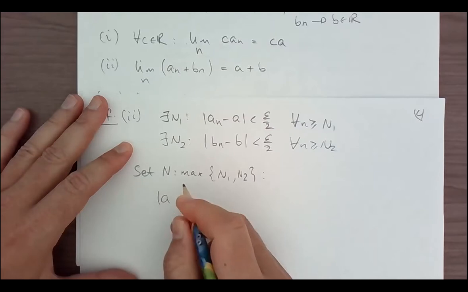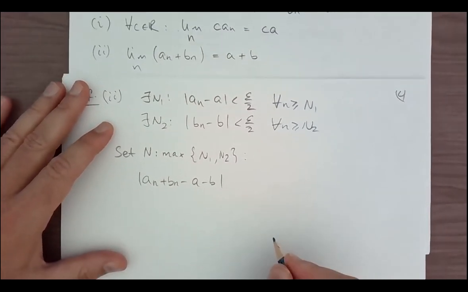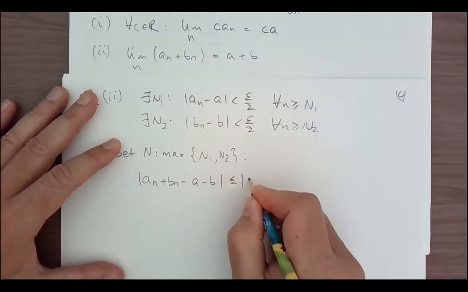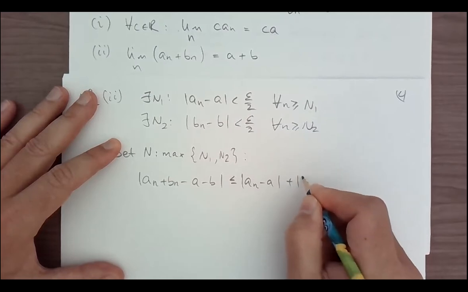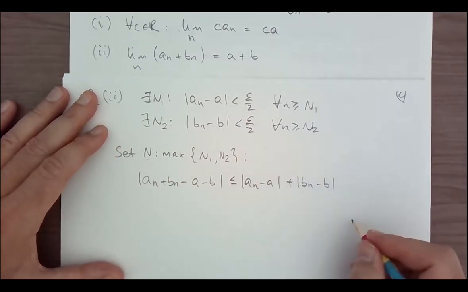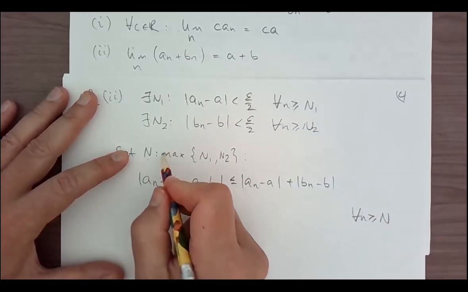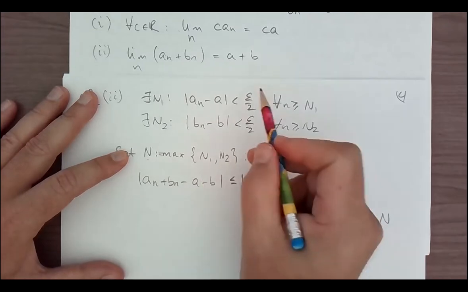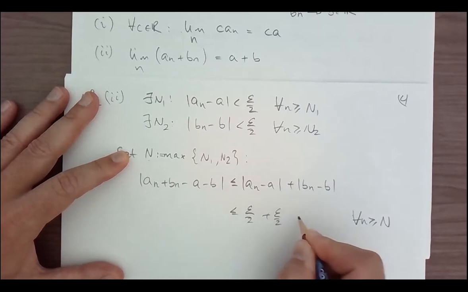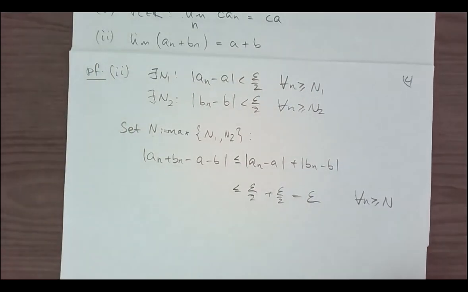Because then if I look at AN plus BN minus A minus B, I want to make this small. I'll use the triangle inequality, and this will be AN minus A plus BN minus B. And when I have here that N is bigger than capital N, it means that in particular it's bigger than N1 and N2. So I have these bounds up here. I'll get here that this is less than epsilon over 2 plus epsilon over 2, which is my epsilon. So that worked well.